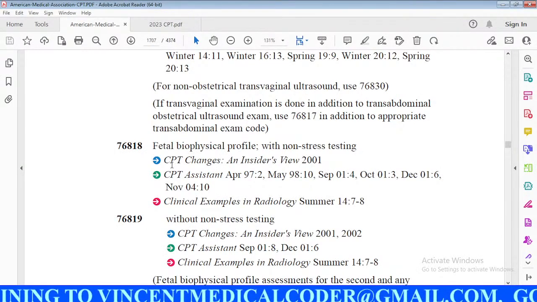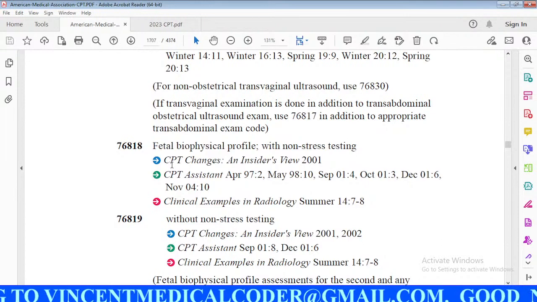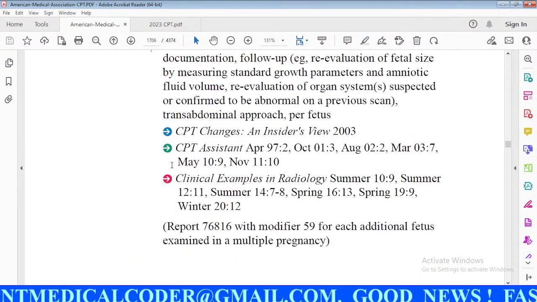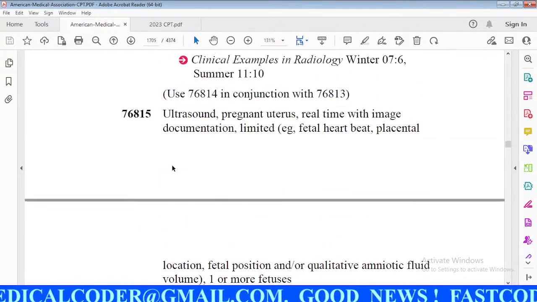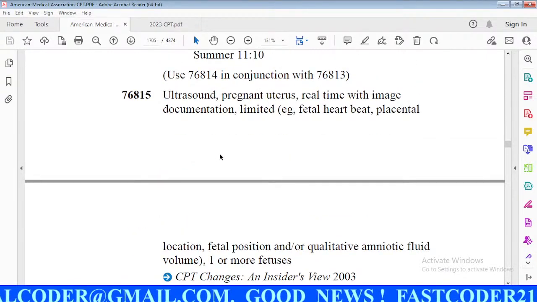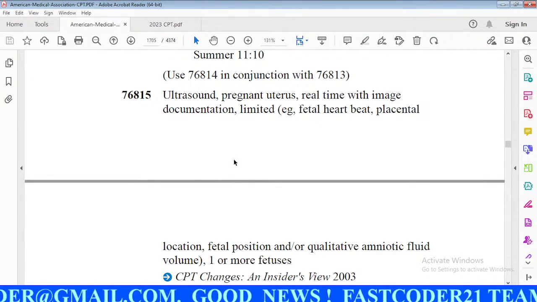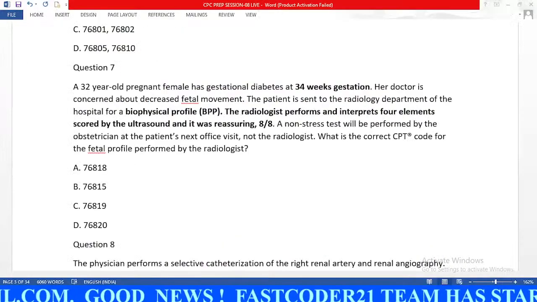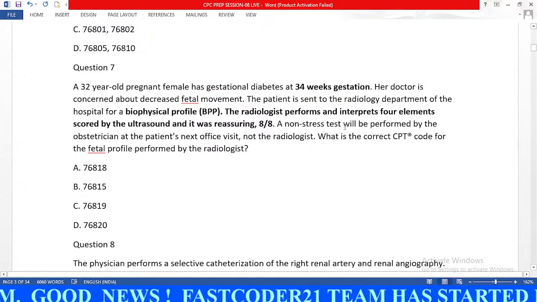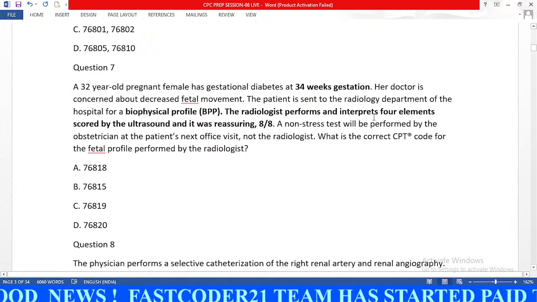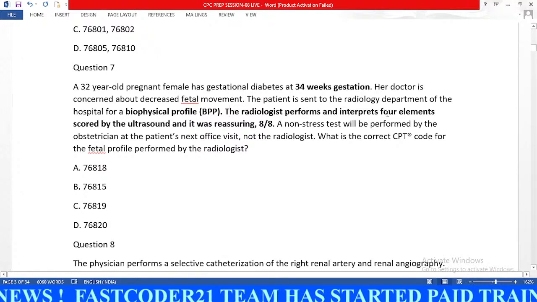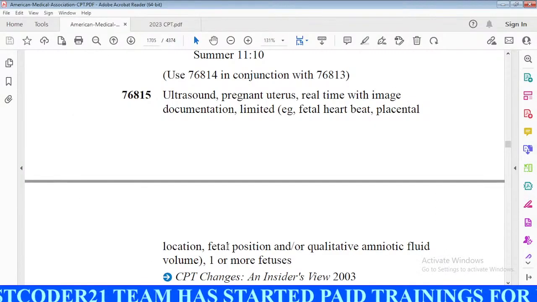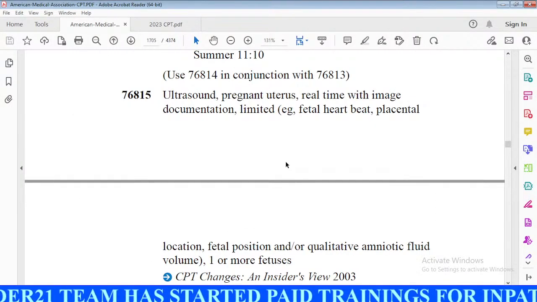768-18 is wrong. We will check 15. Ultrasound pregnant uterus real time with image documentation, limited. One hour, more fetus. Here there is no mention of limited. Here the physician interprets all four elements. So 768-15 is also wrong. We will check 768-20.